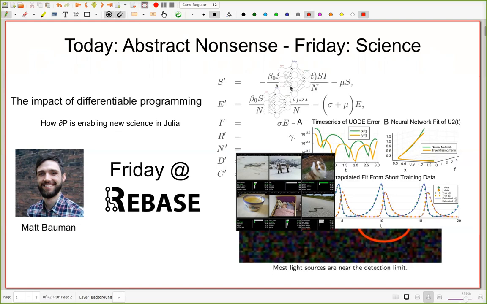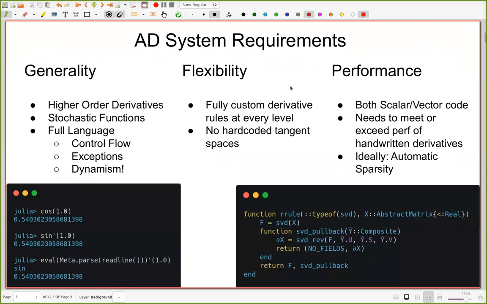What I do want to tell you about today a little bit is the requirements for an AD system that come out of these applications. So I roughly split them into three big categories, and there's a lot of minor requirements, but these are sort of the big ones. So I want generality, which means I want to be able to take higher order derivatives. And when I say higher order, I generally mean like fourth and maybe fifth order derivatives.